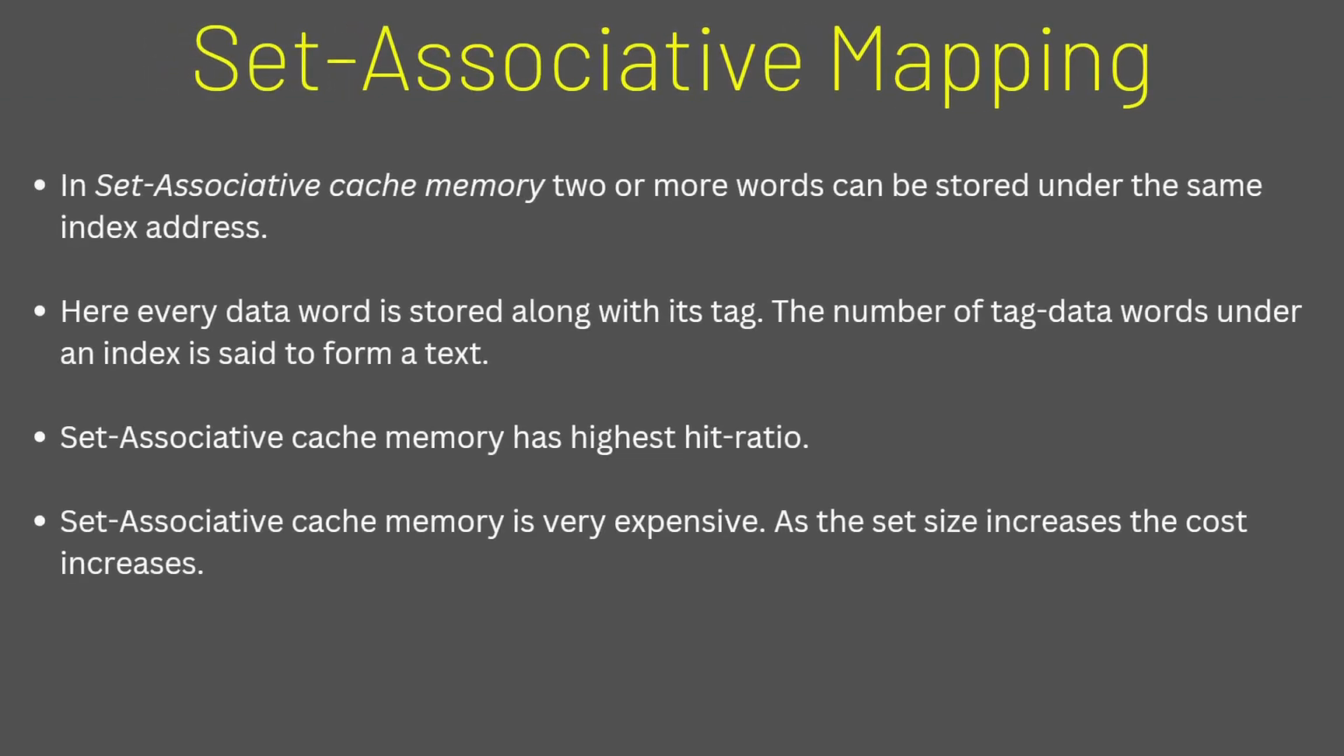Set associative mapping is a memory mapping technique used to map main memory addresses to cache memory addresses. It is a compromise between the flexibility of associative mapping and the simplicity of direct mapping. In set associative mapping, the cache is divided into multiple sets, each containing a fixed number of cache memory blocks. Each main memory block can be mapped to any of the cache memory blocks in the set.